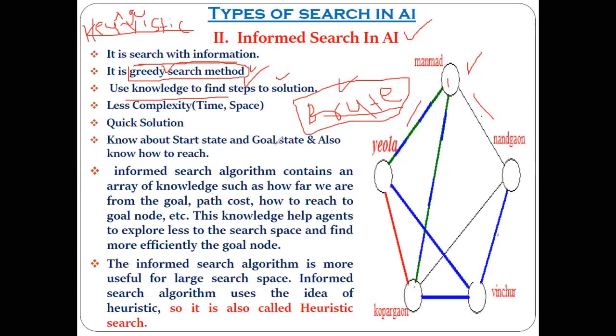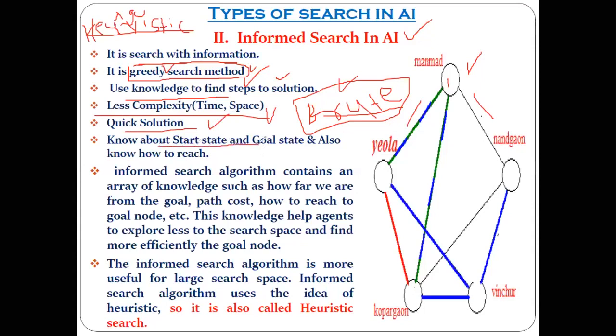So definitely the overall complexity, in the form of space or time, will require less for the informed search technique. Definitely it will require less. And if the time complexity required is less, then definitely it will give you a quick solution as compared with the uninformed search technique. Understood?